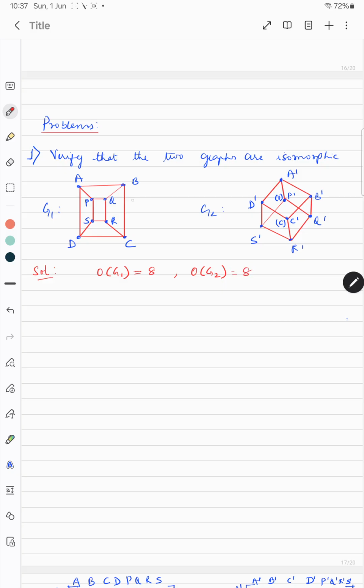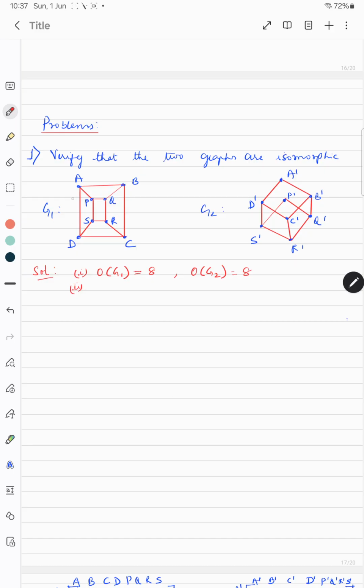You can see that A, B, C, D, P, Q, R, S. In this graph you have A dash, B dash, C dash, D dash, P dash, Q dash, R dash, S dash. Hence, there are 8 vertices in G2. Therefore, the order of G1 is equal to the order of G2. First condition is satisfied. Then the second condition.